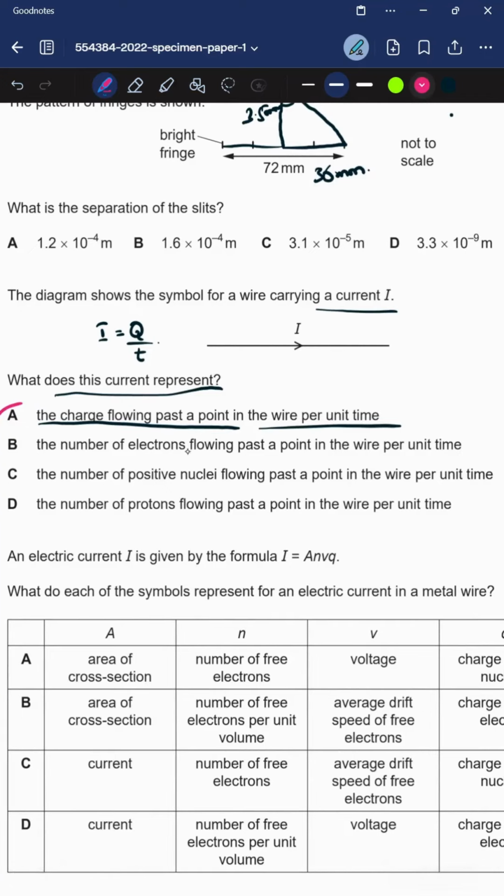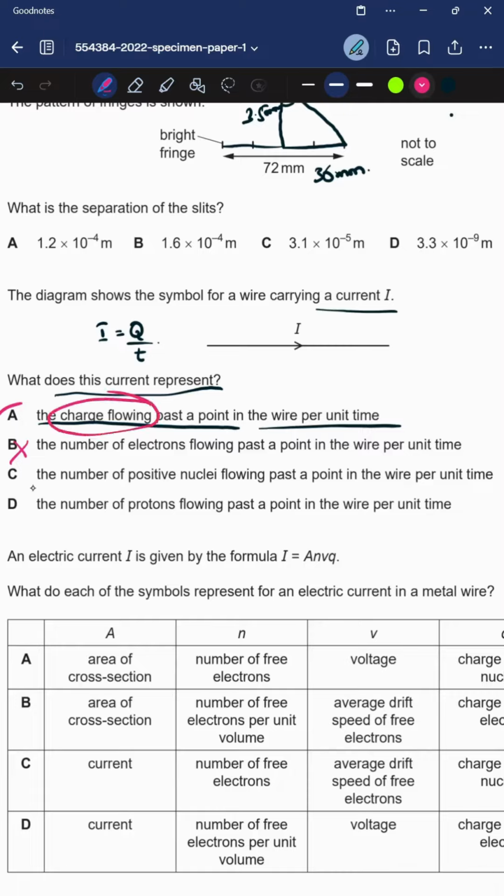The next is the number of electrons flowing past a point in the wire per unit time. No, actually this is not correct. Why? Because the definition of current is the flow of charge per unit time. We are not concerned about the number of electrons, we are always concerned about the flow of charge. So this cannot be an option.